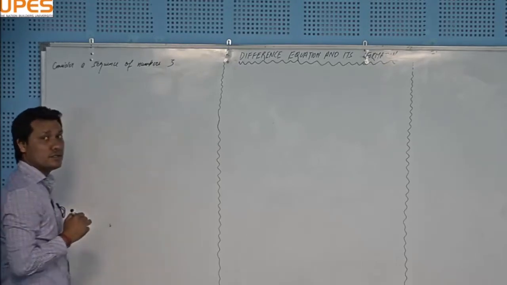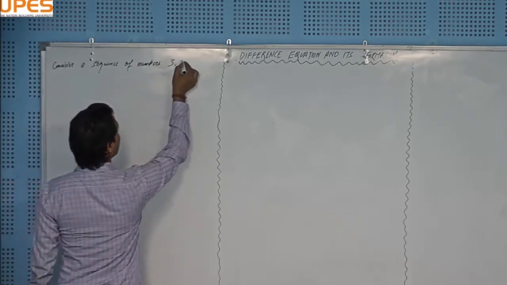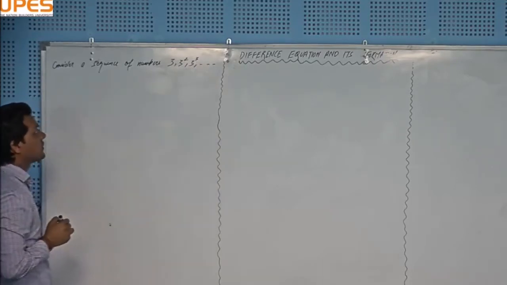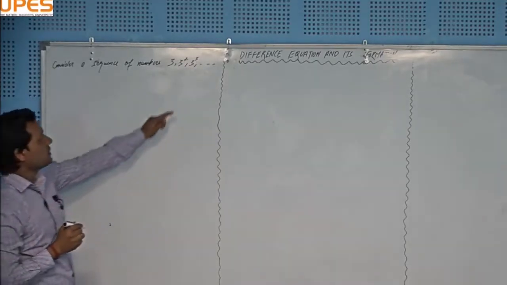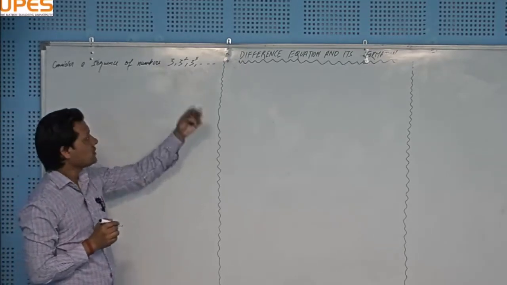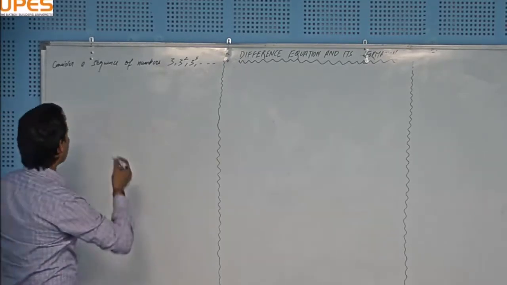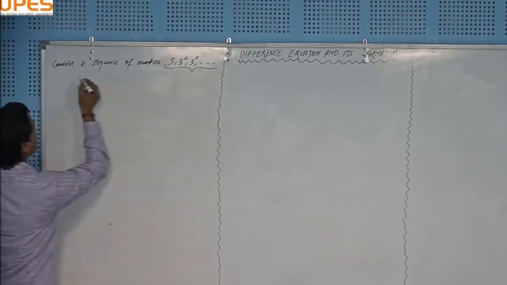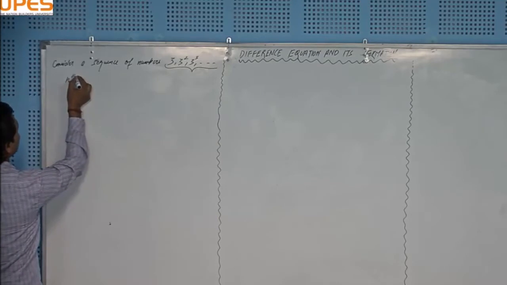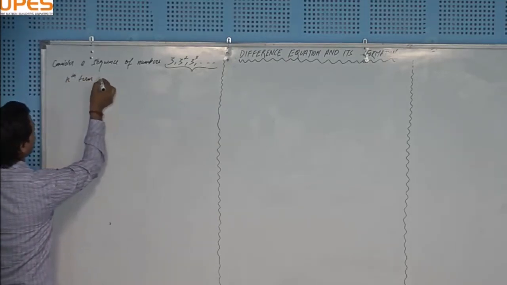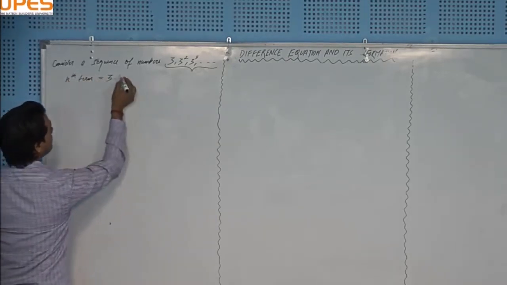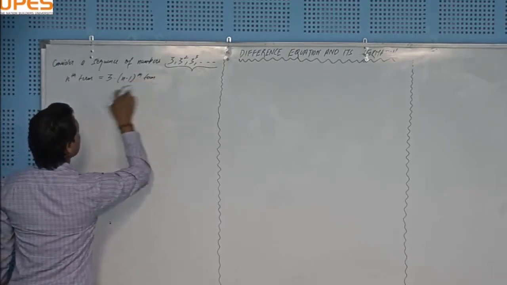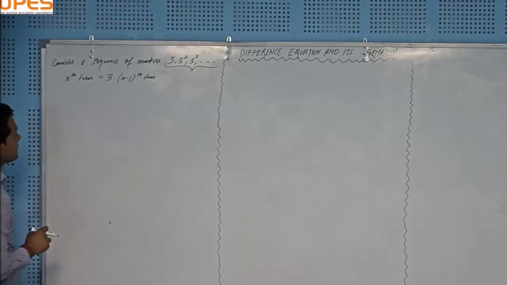The first number is 3, the second number is 3 square, then 3 cube, and so on, right? So the question is, what will be its nth term? Rather than writing its nth term, if I see the pattern, we observe that any term is equal to 3 times its previous term, the n minus 1th term. This pattern is clearly visible from here.